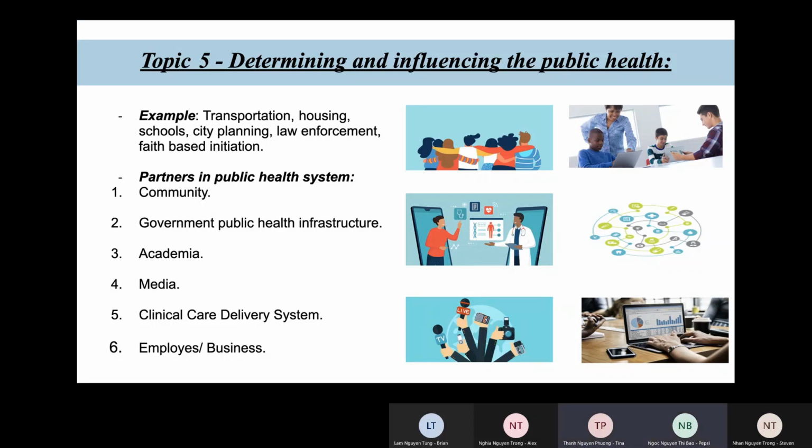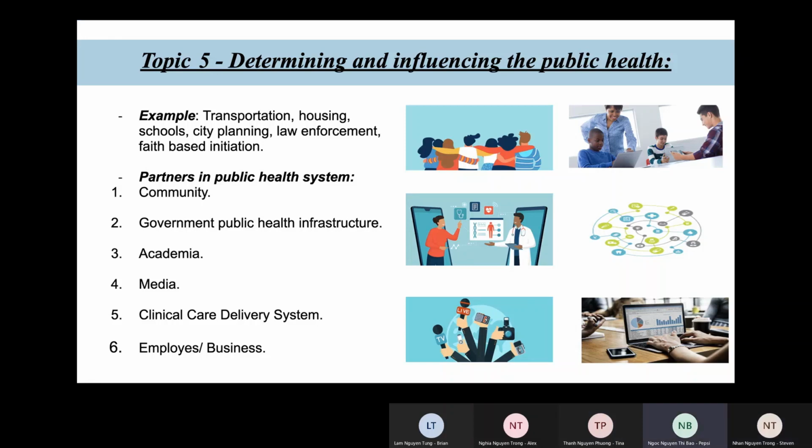Next, we will read topic 5, determining and influencing public health. For example, transportation, housing, schools, city planning, law enforcement, and faith-based institutions.